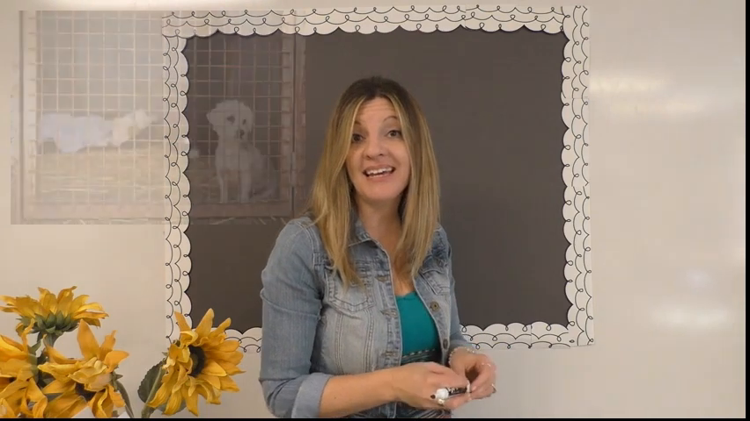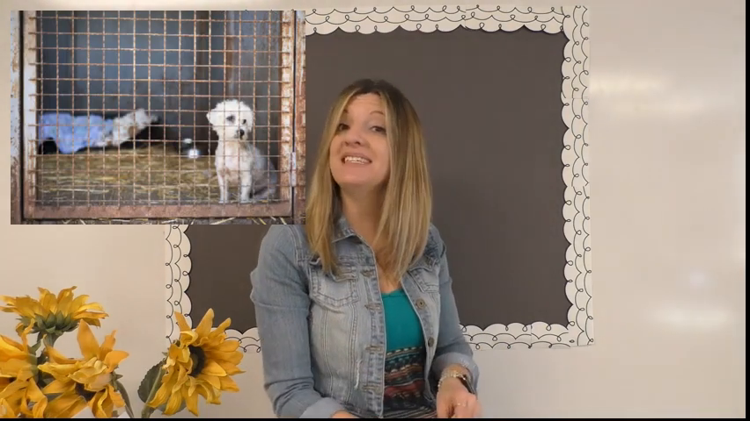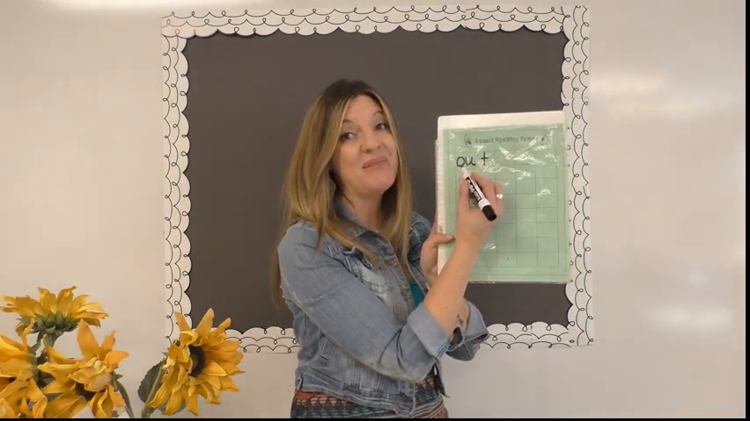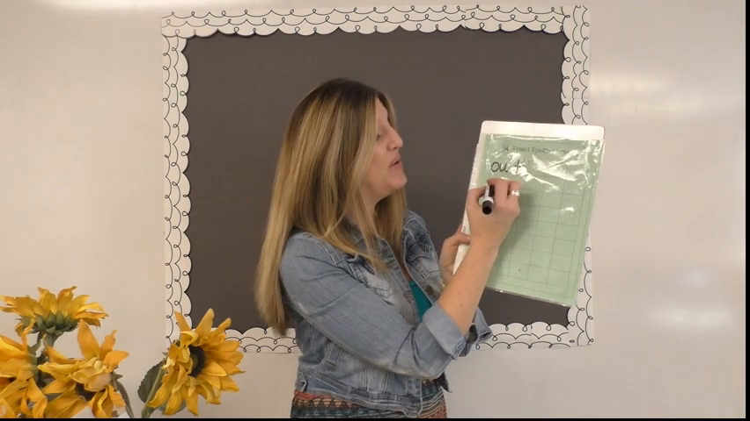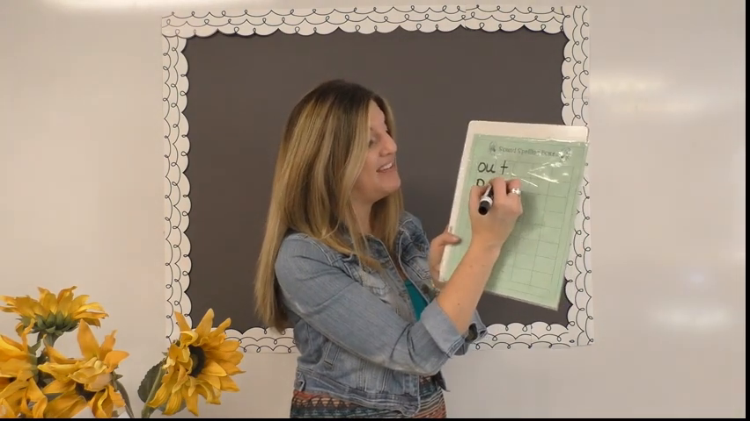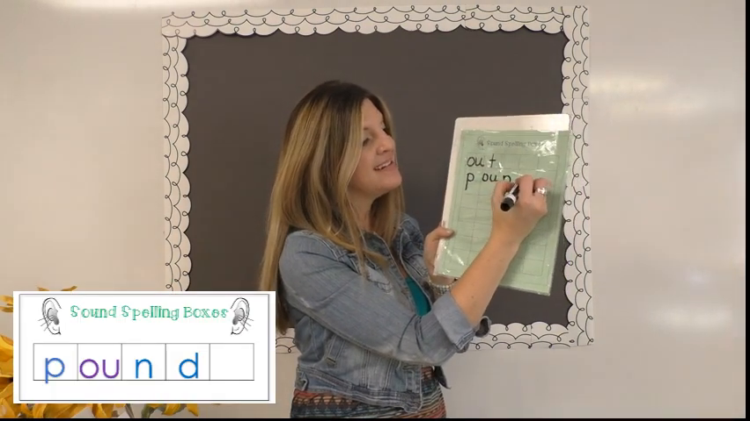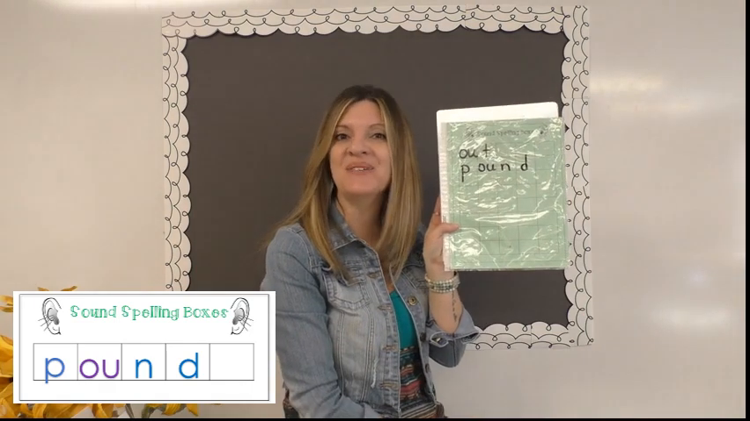How about this one? How about the word pound? I'm going to go to the pound and get a new puppy. Tap out the sounds in pound. P, ow, n, d. Pound. Which would you use, OU or OW? OU, because it's in the middle of my syllable. P, ow, n, d. Pound.